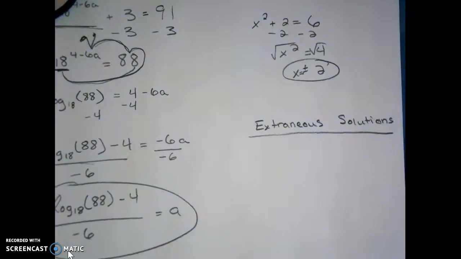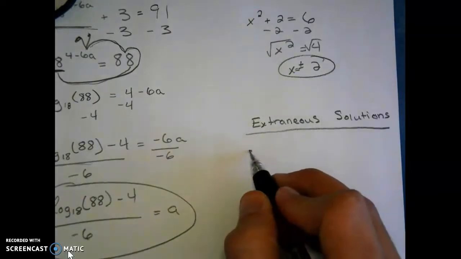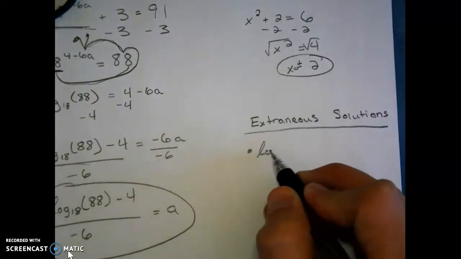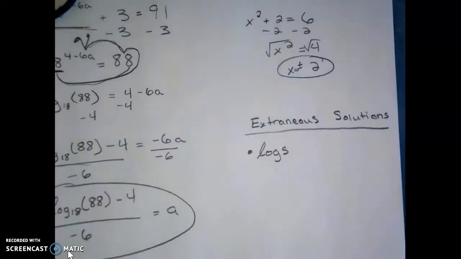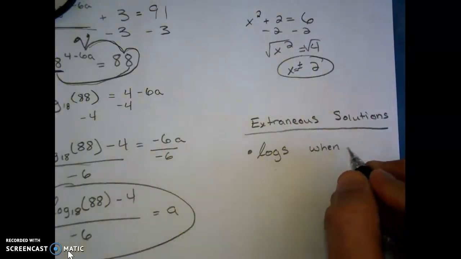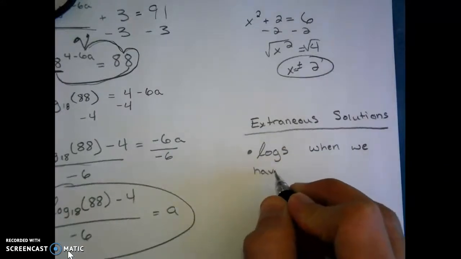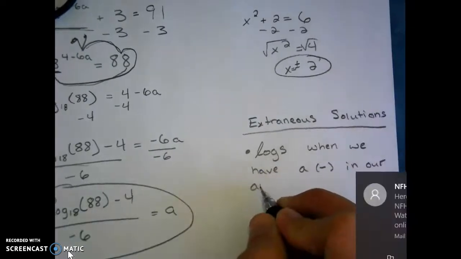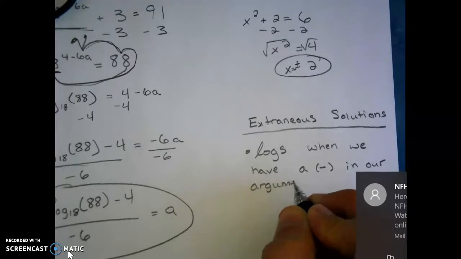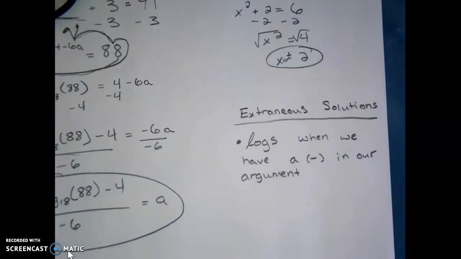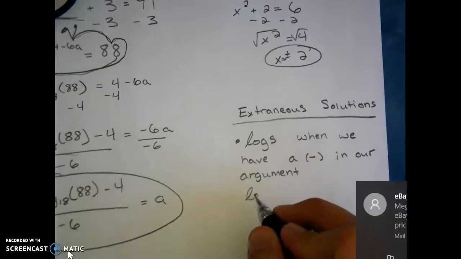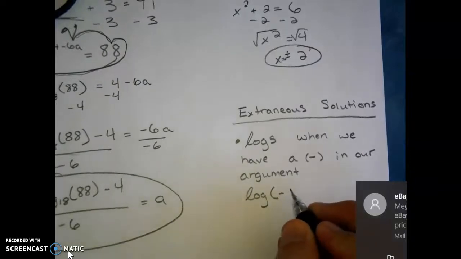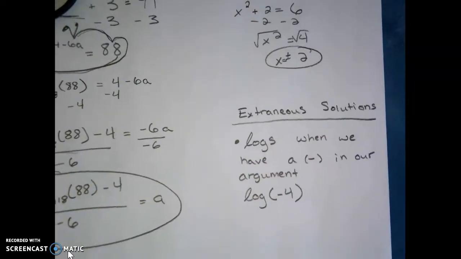Okay, so just like last unit, we need to watch out for things called extraneous solutions. Okay, and extraneous solutions happen for logs when we have a negative in our argument. So we cannot have log of a negative number. So say we had negative 4 like that, can't have it. That's an extraneous solution. Okay, so we can't have a negative.